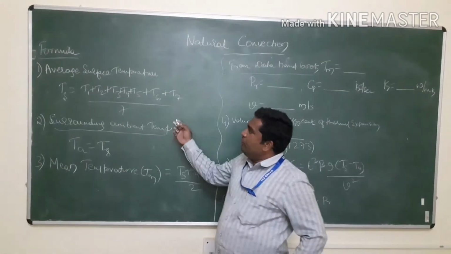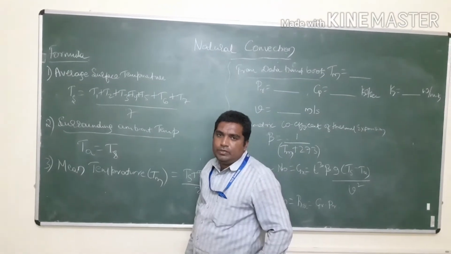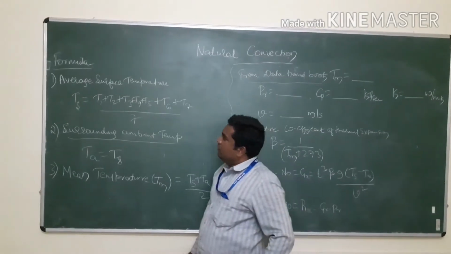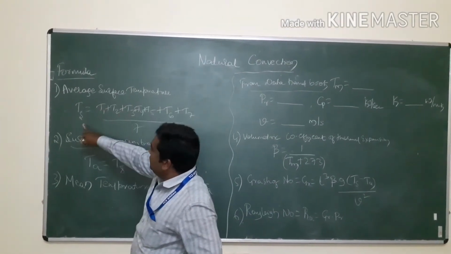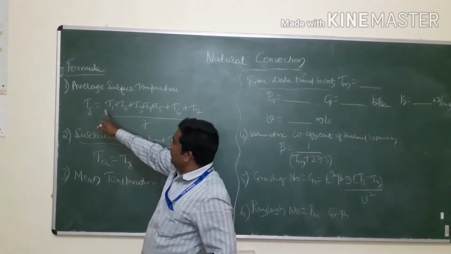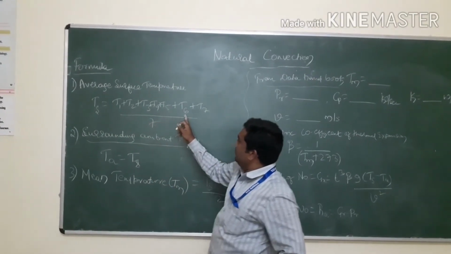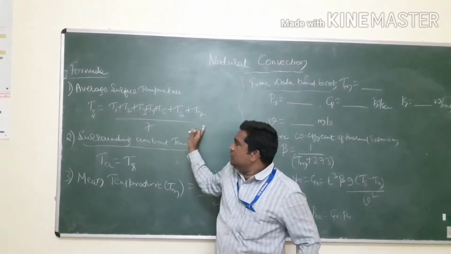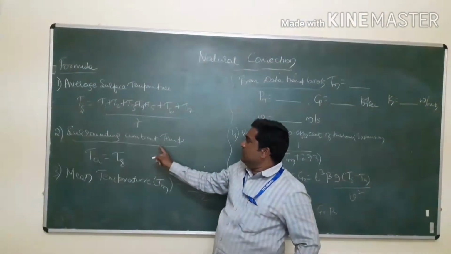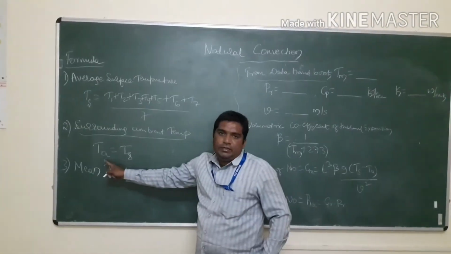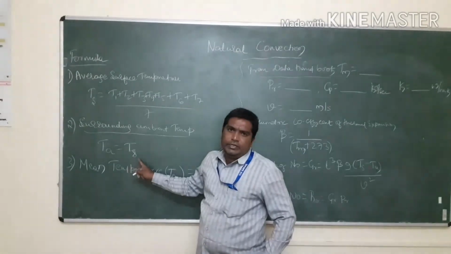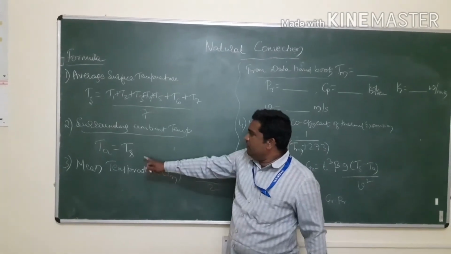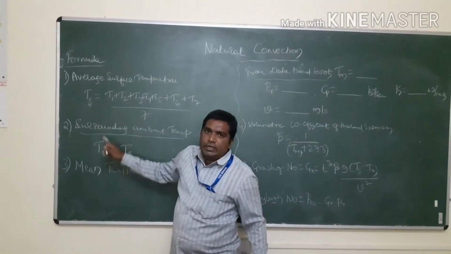These are the formulas, or calculations to be done, in order to determine the heat transfer coefficient by natural convection. The first one is the average surface temperature, denoted by Ts. Ts is equal to T1 plus T2 plus T3, T4, T5, T6, T7, that is the summation, an average of the 7 temperatures, T1 to T7, divided by 7. Next is the surrounding ambient temperature, denoted by Ta. It is equal to T8, the 8th thermocouple reading from the experiment. So by this we can obtain Ts and Ta.